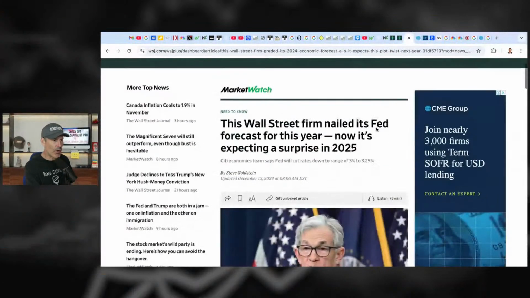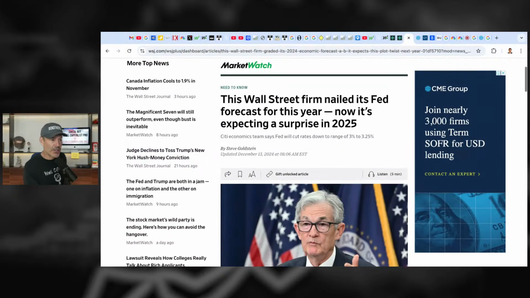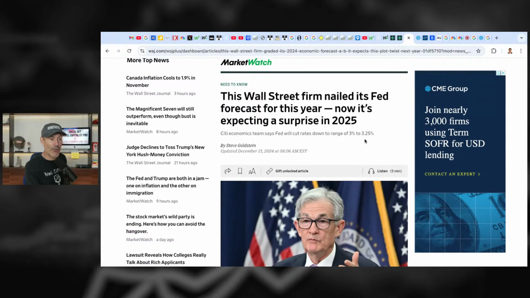So let's go over this Market Watch story. This Wall Street firm nailed its Fed forecast this year. Now it's expecting a surprise in 2025, the delta between expectations and probabilities. This is Citigroup. Their economic team says the Fed will cut rates down to the range of 3%. This is a bold call. Now, for me, it's not really a bold call, but for one of these Wall Street banks, I think it is. Why? Because let's look at expectations.